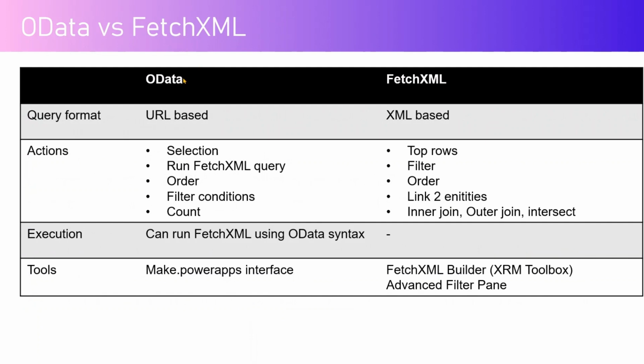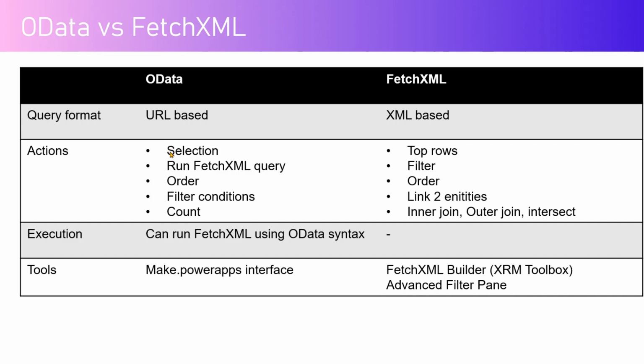Now, the difference between OData and FetchXML is the query format. OData is URL based. FetchXML is XML based. So you write an XML and then you get the output out of it, but you need to pass that into the FetchXML engine. With OData, you can do everything in the browser.